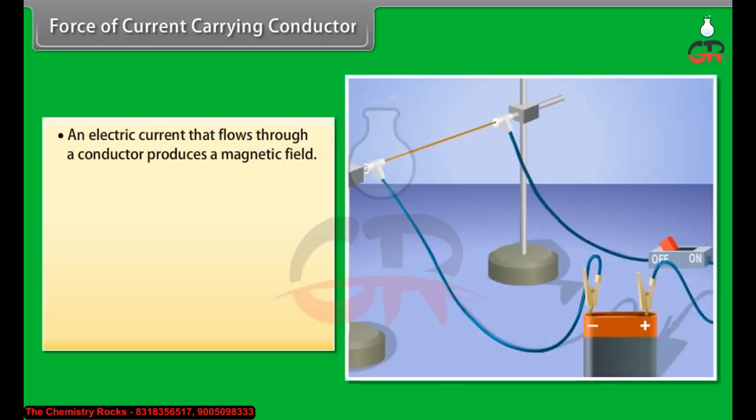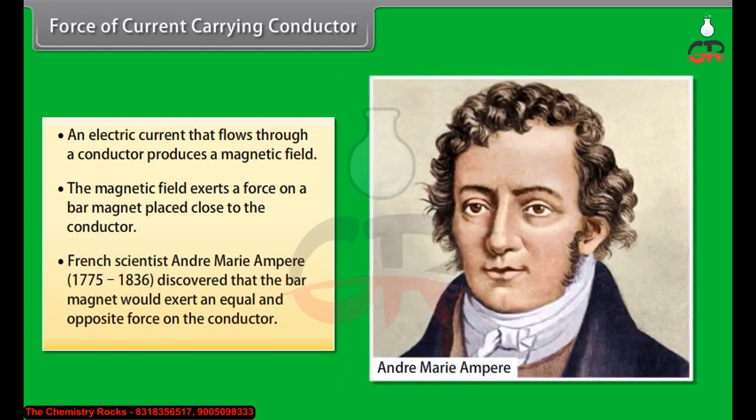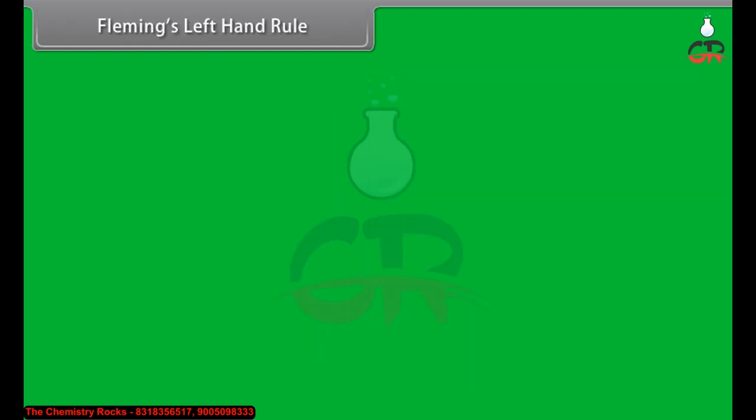We have seen that an electric current that flows through a conductor produces a magnetic field. The magnetic field so produced exerts a force on a bar magnet placed close to the conductor. French scientist André-Marie Ampère, 1775 to 1836, discovered that the bar magnet would also exert an equal and opposite force on the conductor. Fleming's left-hand rule.